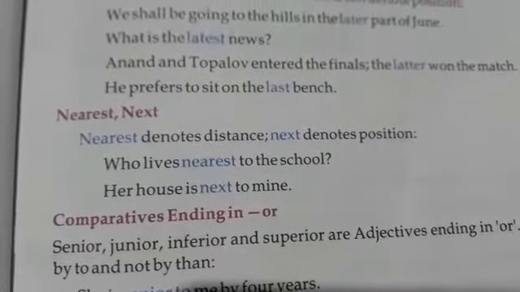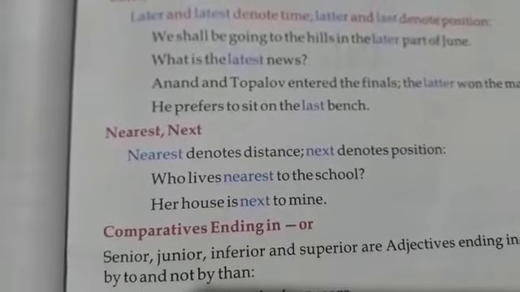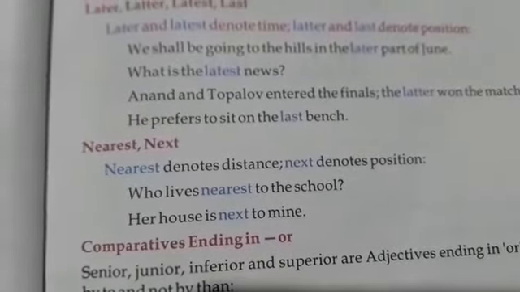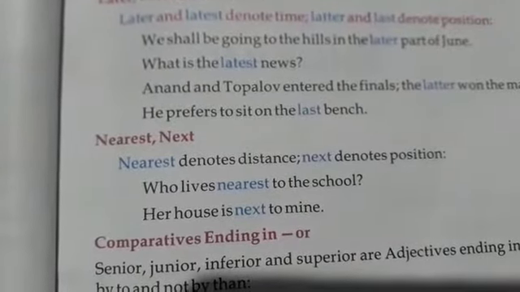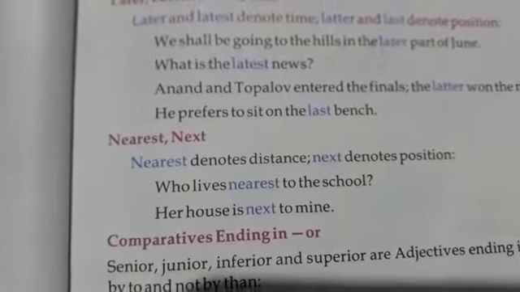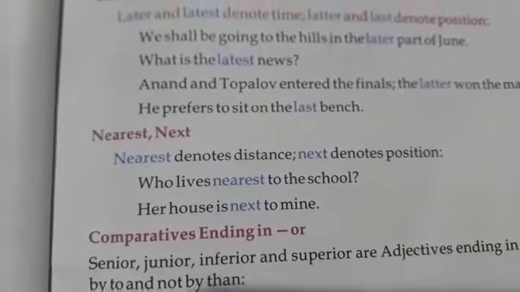Nearest and next. Nearest denotes distance, whereas next denotes position. Who lives nearest to the school? Her house is next to mine. Nearest is showing the distance, whereas next is showing the position.